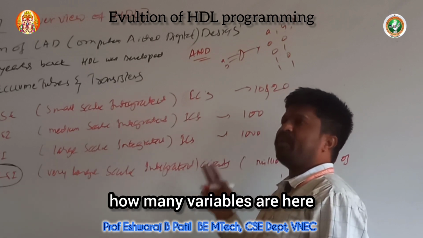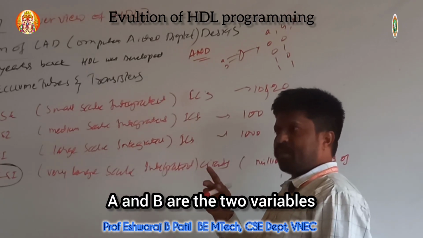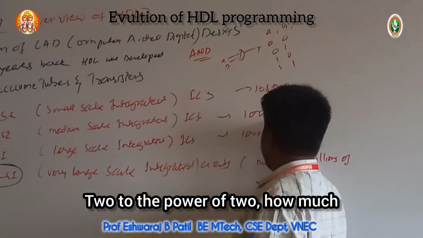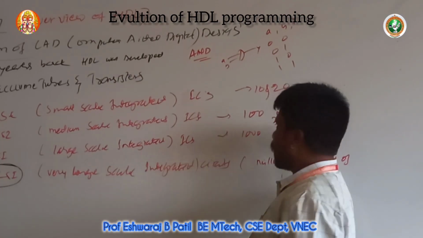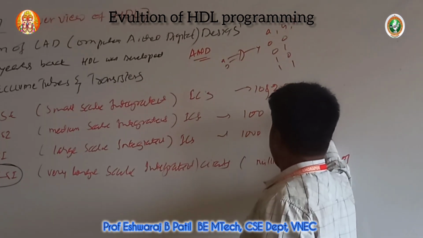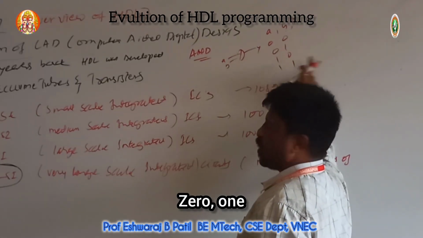How many variables are here? Two variables, A and B. 2 to the power of n combinations, so here 2 to the power of 2, how much? 4 combinations of inputs I have to send: 0 0, 0 1, 1 0, 1 1.